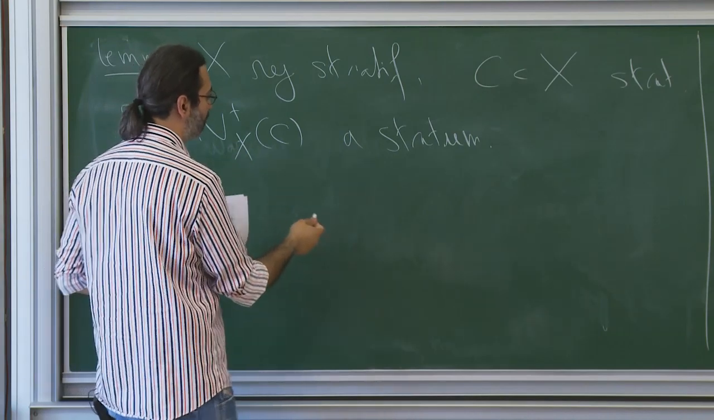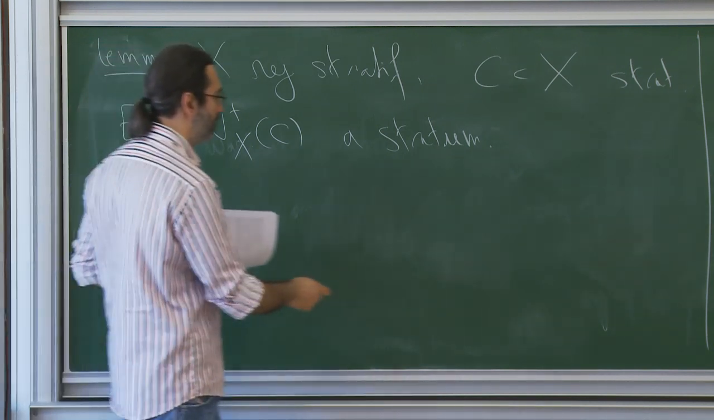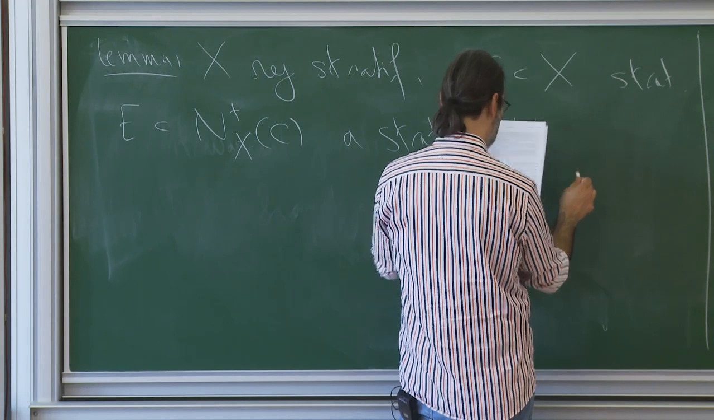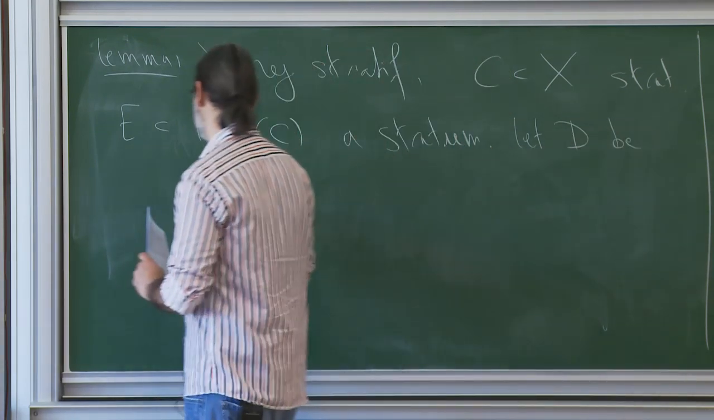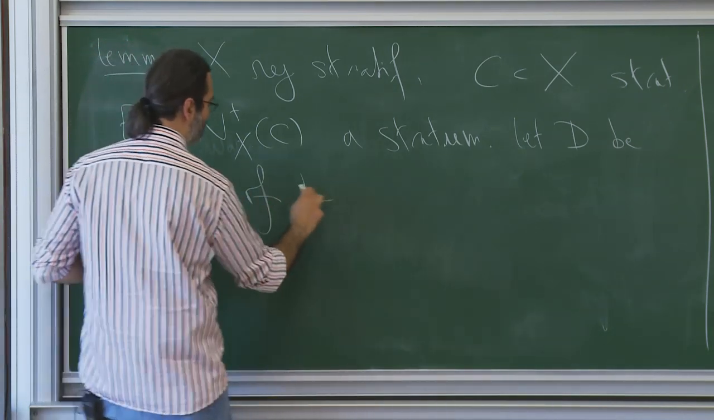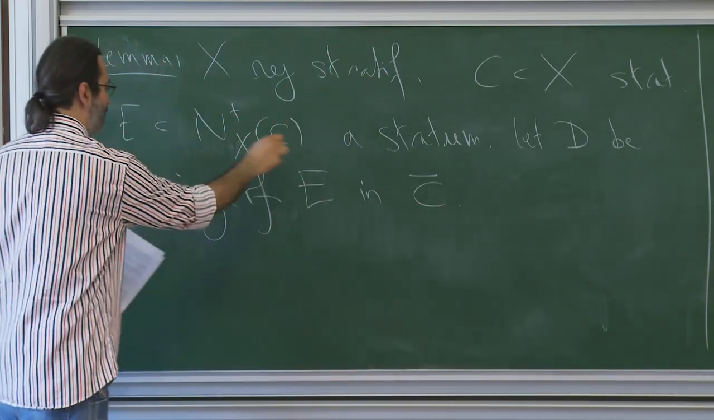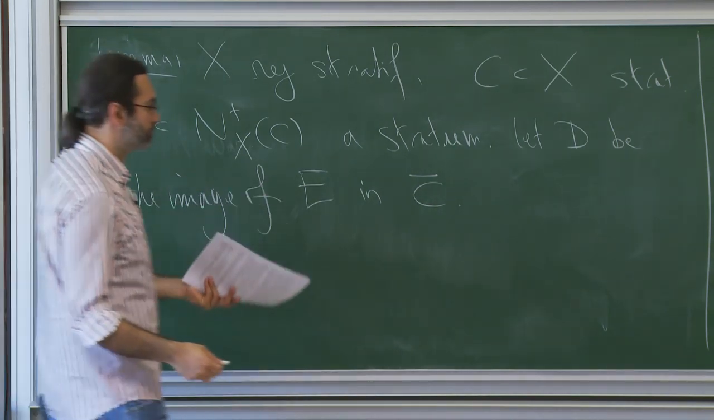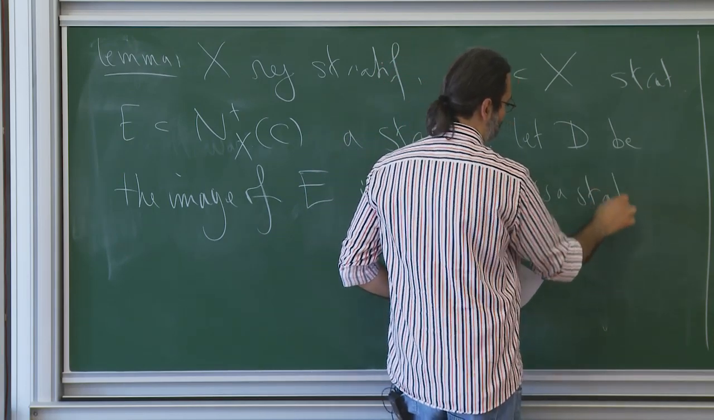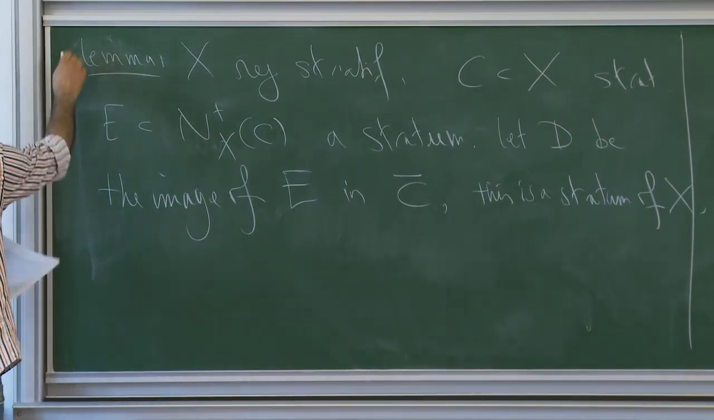We, of course, have a map from this guy to C bar, to the closure of C. So and we let, should I call it D maybe? Let D be the image of E in C bar, by the natural map. So in fact D is also a stratum. So this is a stratum of X.